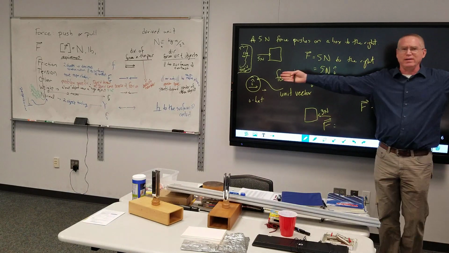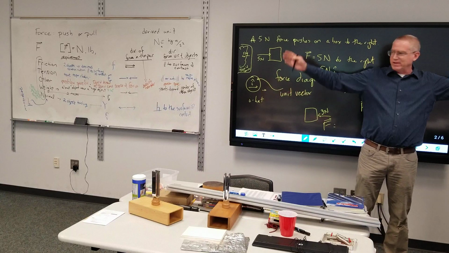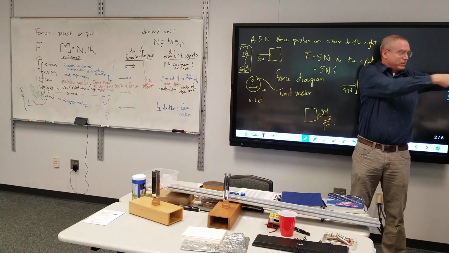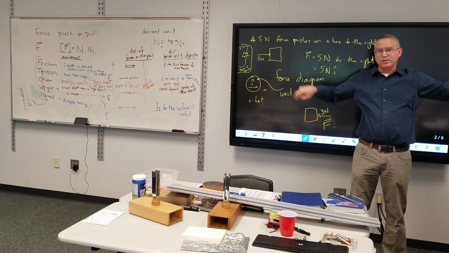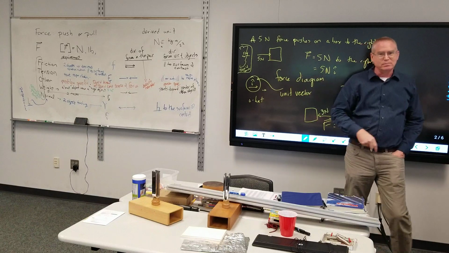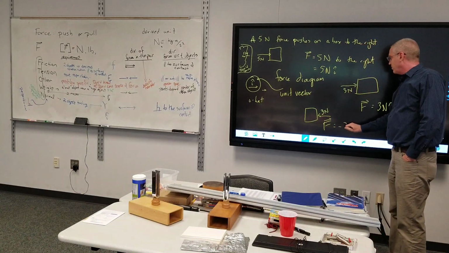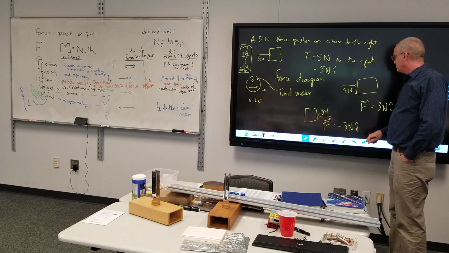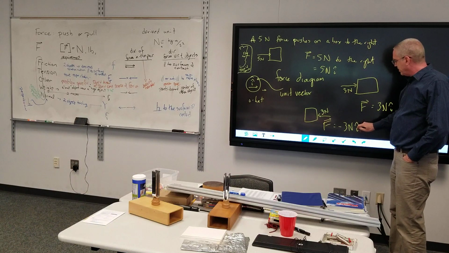Think about a number line. If I have a number line here, positive and negative, positive 5 goes from here to there, negative 5 goes from here to there. Negative means the other way. So it's negative 3 newtons I hat. That's supposed to be an I.